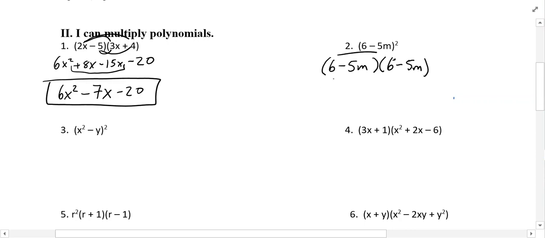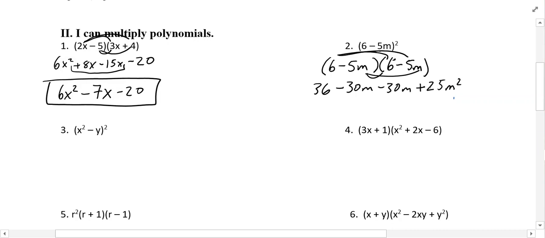Then you can distribute. So 6 times 6 is going to give us 36. 6 times negative 5m is going to give us negative 30m. When I do the inside term, I'm going to get another negative 30m. And then negative 5m times negative 5m is going to be a positive 25m squared.